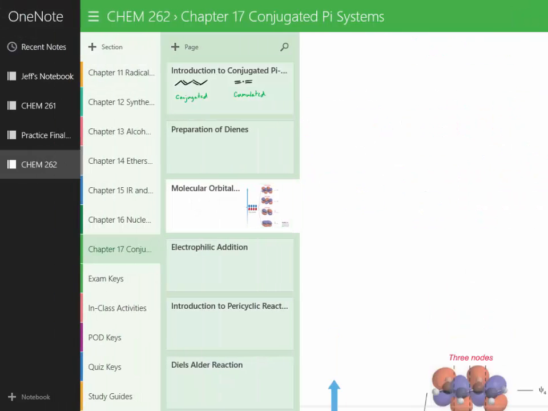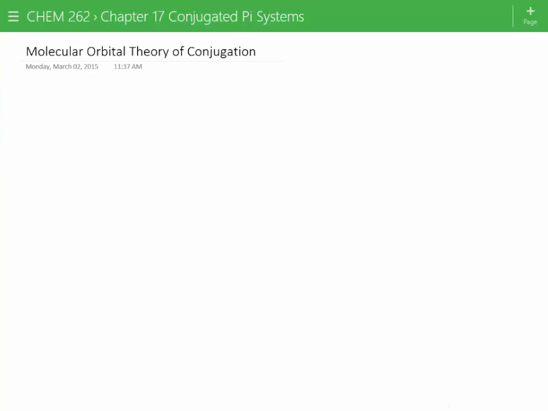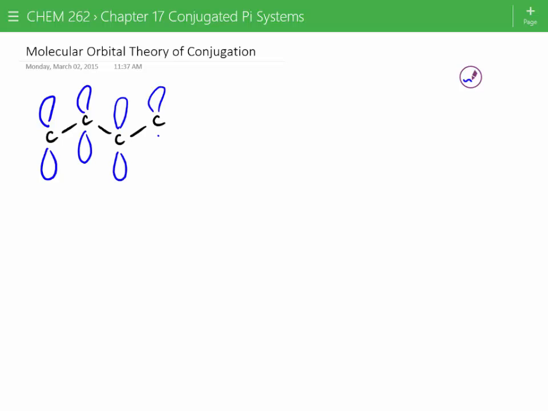And I pulled these out of the book because I'm a terrible drawer. And so let's take a look at the example we had in our notebook. So I'm going to omit hydrogens for clarity. And we said before, we've got these p orbitals sticking up and down. And these really want to communicate with one another.